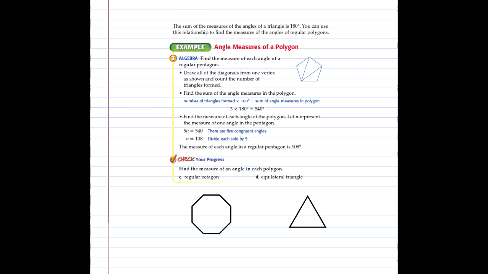The sum of the measures of the angles of a triangle is 180 degrees. We learned that earlier in the chapter. You can use this relationship to find the measures of the angles of regular polygons. Actually, it's any polygon, not just a regular polygon. Find the measure of each angle of a regular pentagon. Well, if we start at this vertex right here, we can draw two diagonals. That means they connect vertices that are not consecutive. That divides us into three triangles, and because triangles are 180 degrees, 3 times 180 means the sum of the angles is 540 degrees. Because this is a regular polygon, we can divide that 540 by 5 and find that each of the angles is a 108-degree angle.